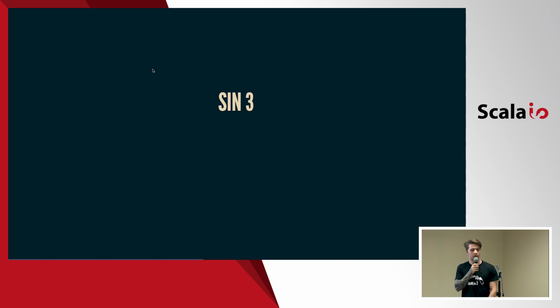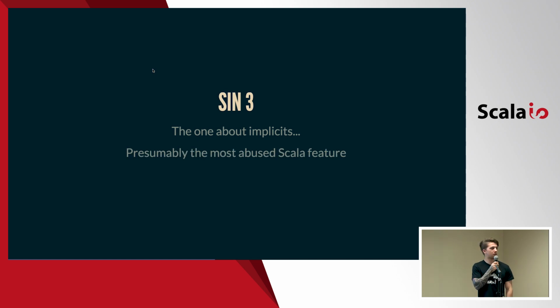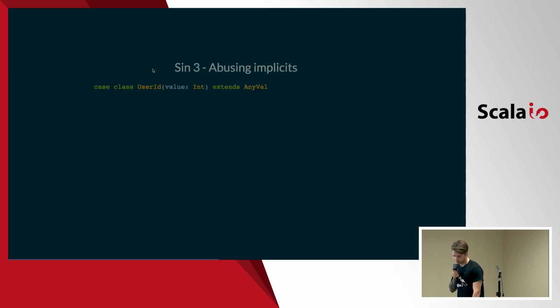Now my favorite one, the third one, the one about implicits. So you may not know it yet, but implicits are most likely the most abused Scala feature, and I'm going to show you why. So the first case, let's imagine we have this value class, a user ID with an int inside. So pretty cool, we have a value class, we have some more type safety, let's say. Now let's imagine we want an easy way to convert that to an int. So what do we do? We create an implicit conversion from user ID to int somewhere in the implicit scope, and it works well, and we can easily access the value as an int without any additional code.